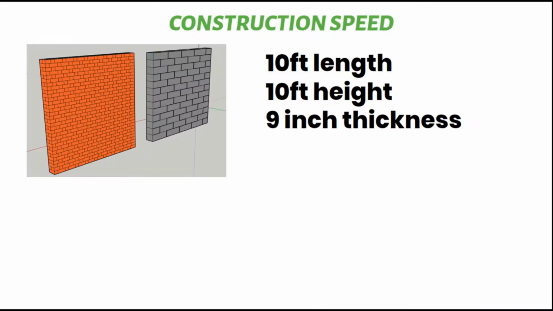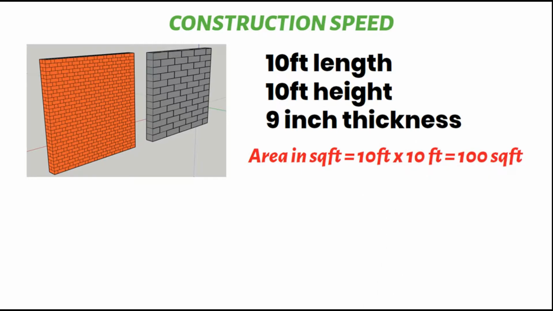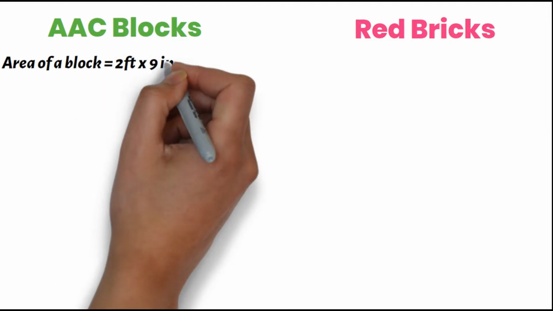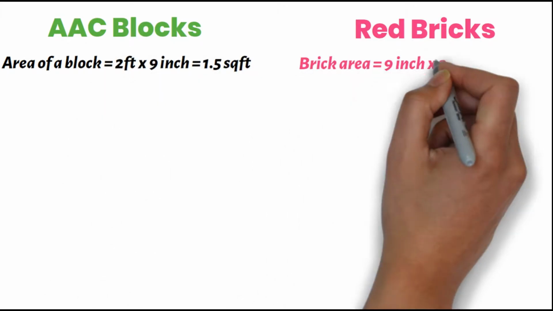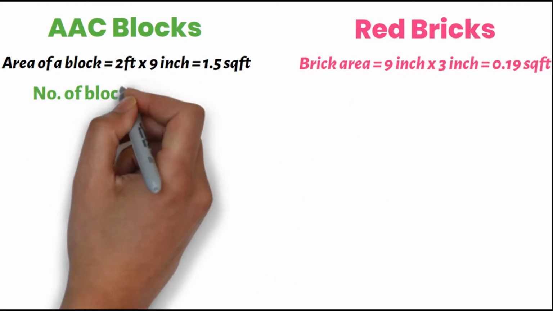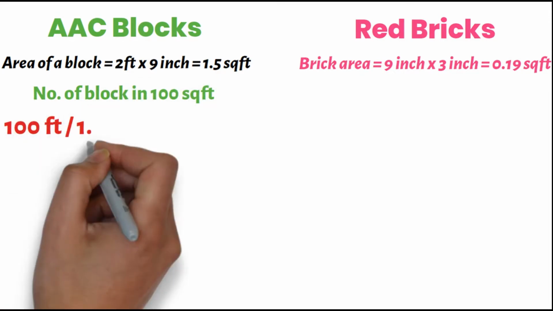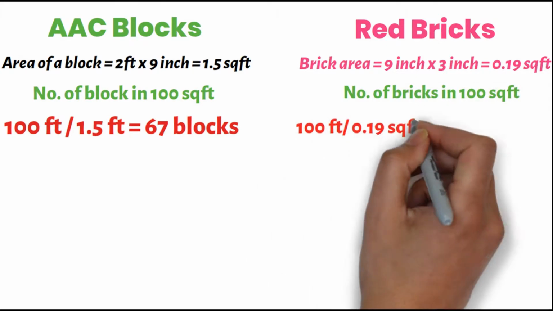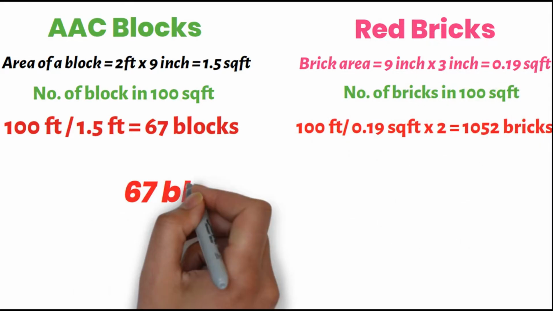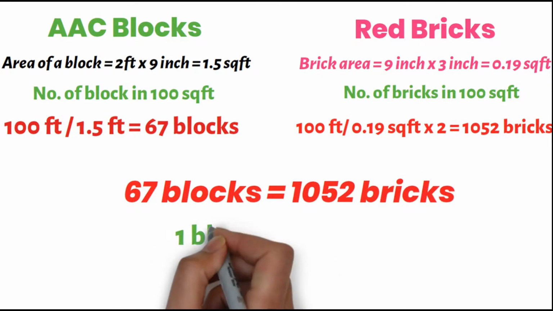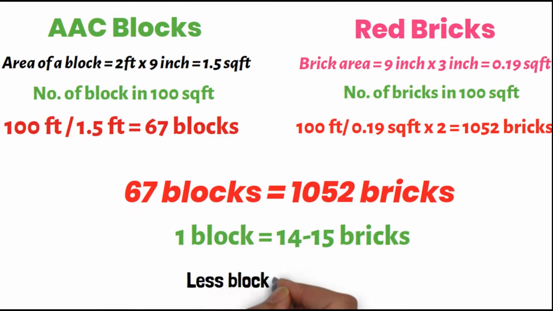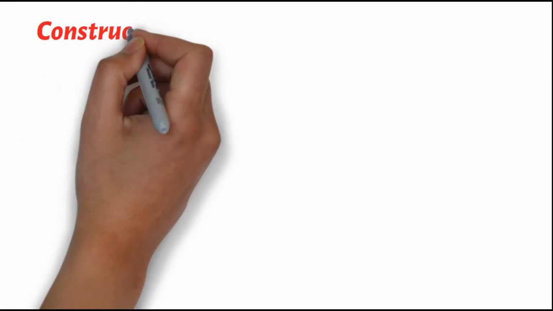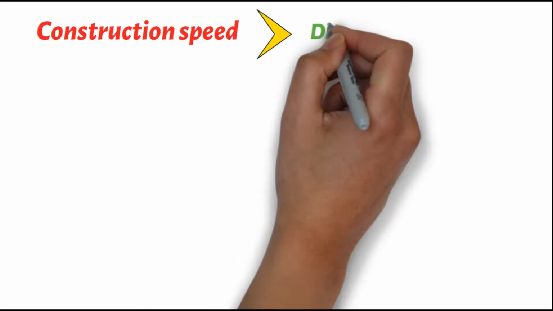First one is the construction speed. Let us consider a wall of 10 feet by 9 inch thickness, and the total area is around 100 square feet. The area of an AAC block is 2 feet by 9 inch, that is 1.5 square feet, and for a brick it is 0.19 square feet. The number of blocks in 100 square feet is 67 blocks, whereas the number of bricks is 1052 bricks. That is, 67 blocks equal 1052 bricks for a 100 square feet wall, and one block is 14 to 15 bricks. Fewer blocks per square feet area can increase the construction speed.